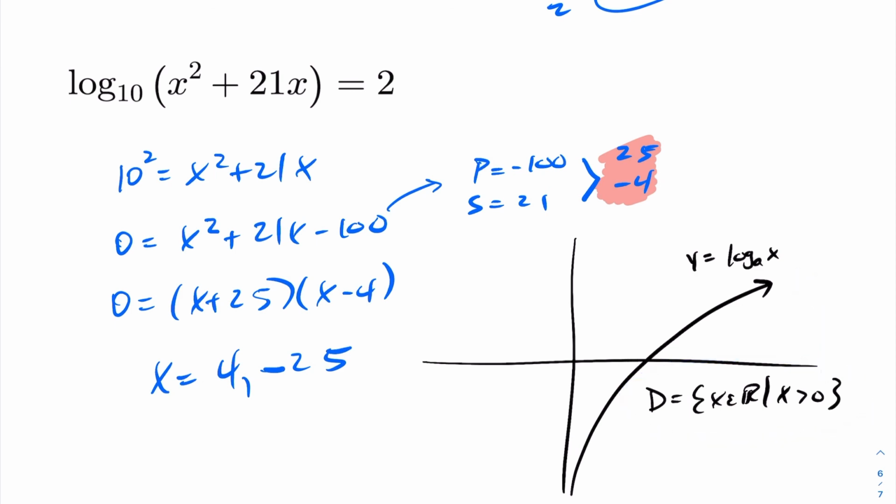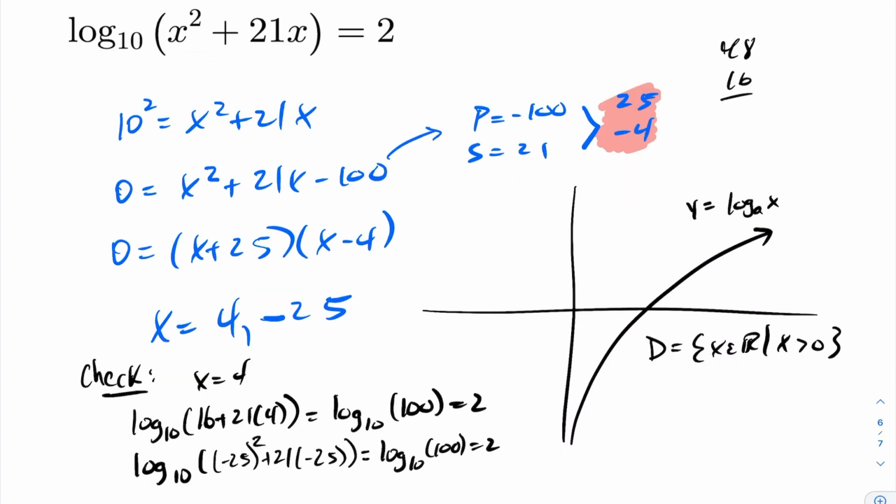Because of this, we have to ensure that my input value, i.e. x squared plus 21x, for these values of x, 4 and minus 25, is greater than 0. Checking both of these values, if I input a 4, I get an input of 100, and if I input a minus 25, I also get an input of 100. So both are defined, and therefore both of these answers, 4 and minus 25, are solutions to our logarithmic equation.